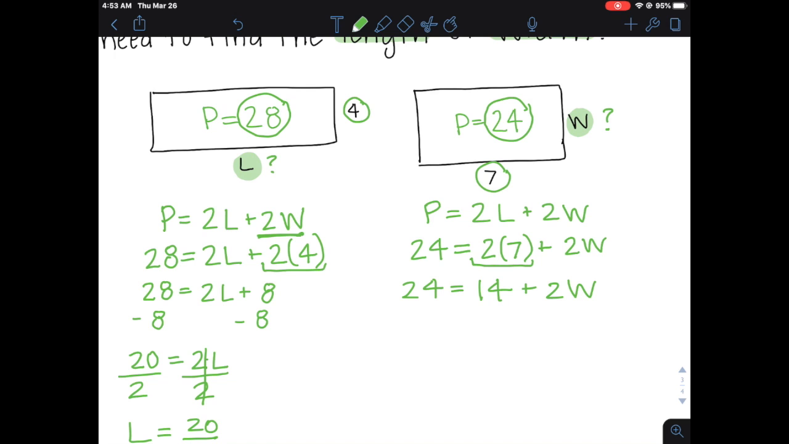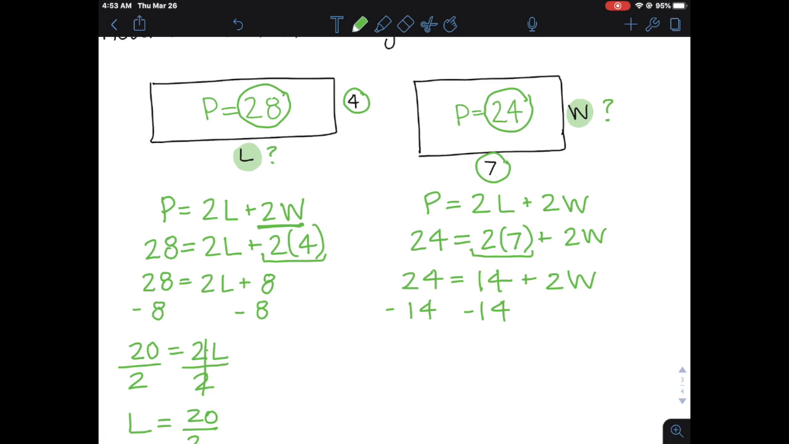Let's get rid of that 14. It looks like I'm adding 14, so to get rid of 14, I've got to subtract it from both sides. If I do that, 24 minus 14 leaves us with 10. 14 minus 14 is 0, plus 2W, so we have 2W.